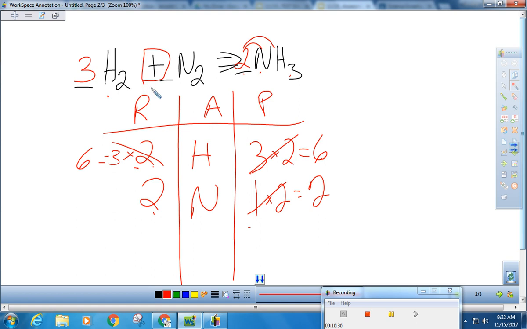So if I multiply by 3 over here, I now have 6, but there's a plus sign. That plus sign separates it. The 3 only goes to hydrogen right now. Good? So I have 6 and 6 for hydrogen. Those have checked out. I have 2 and 2 for nitrogen. Those have checked out. Is this a balanced equation? Yeah. Sometimes it's as simple as that. As soon as you fix one, you fix the other, and you're good. Sometimes it keeps going.